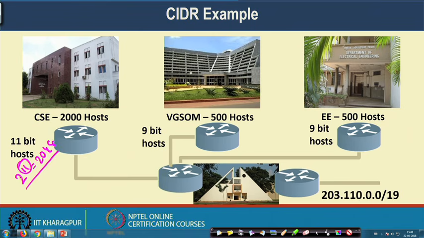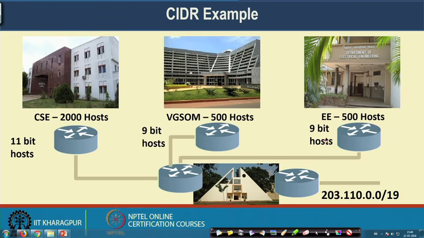So, with 11 bits you can support 2000 hosts, and then 9 bits are required to support VGSOM. 9 bits means you can support 512 minus 2, that means 510 hosts. So, that is for VGSOM. Similarly, for E you require 9 bits.